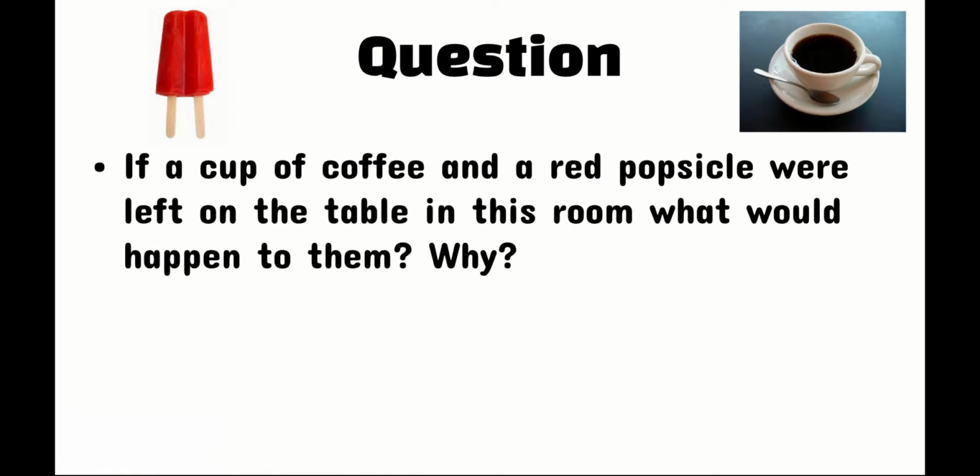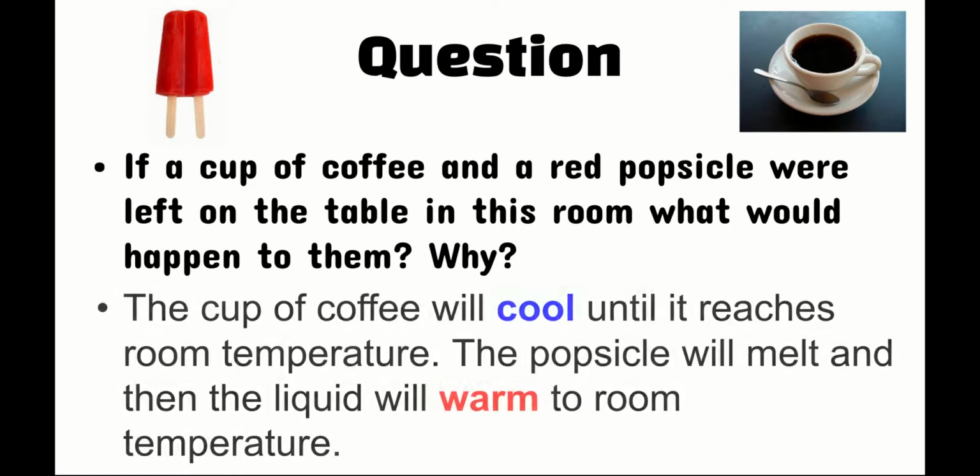So here's a little situation. If you have a cup of coffee and a red popsicle left on the table in this room, what would happen to them and why? One is a hot substance, one is a cold substance. So the cup of coffee is going to cool until it reaches room temperature, whereas the popsicle is going to melt and the liquid from that red popsicle is going to warm up until it reaches room temperature.